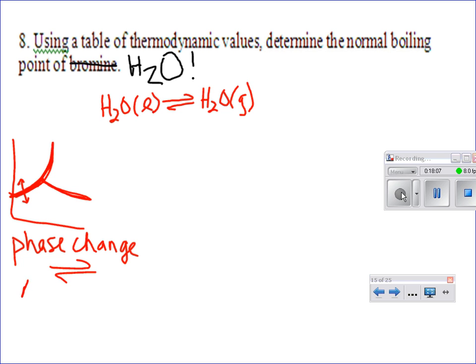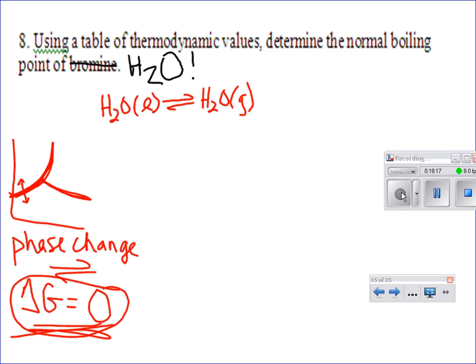Delta G is equal to 0 when you're at a phase change or when you're in a system that's at equilibrium. So that being said, how would you solve for this unknown boiling point? What would you do? It's not much different than what we just did. Plug in 0. Use Big Mama for delta H and delta S.